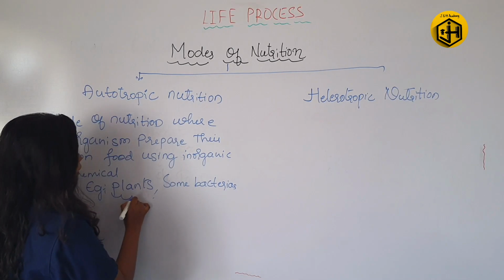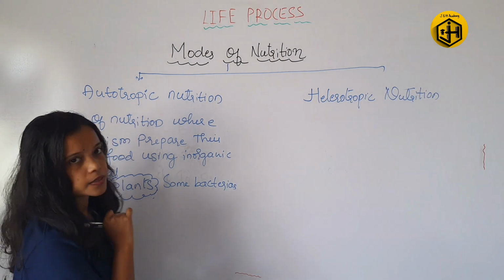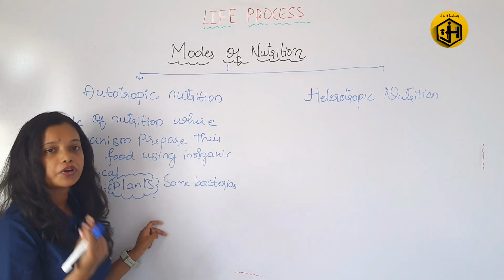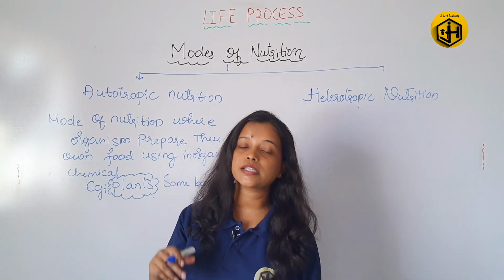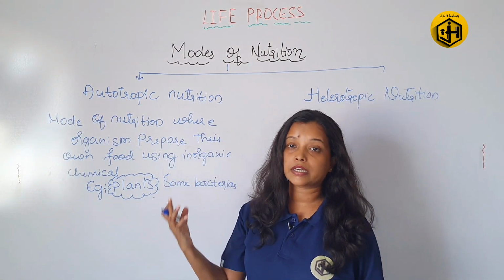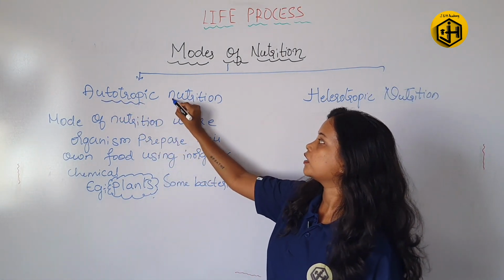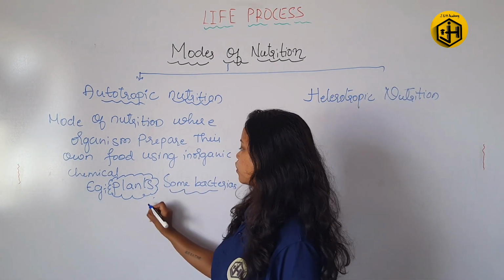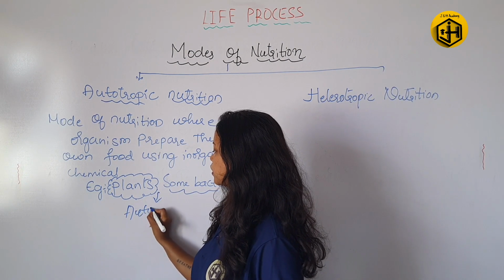Okay, so mainly green plants are the only organism which prepare their own food. So the organism which prepare their own food are called autotrophs, and the mode of nutrition is called autotrophic nutrition. So here we can say these both are autotrophs.